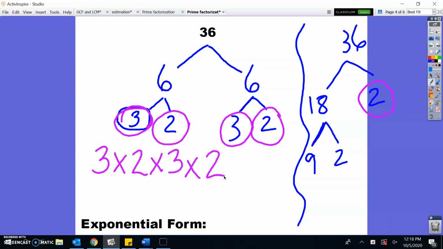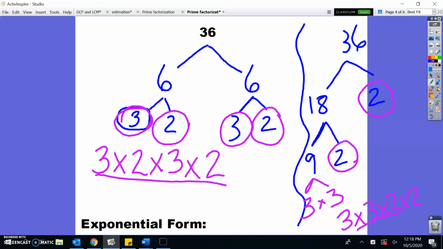Now let's double check to see if this would get us to the same answer. 2 is a prime number, and I know 9 can be broken down into 3 times 3. So my answer is 3 times 3 times 2 times 2. And look at that. Same exact exponential form. So whether I chose 18 and 2 as my first numbers or 6 and 6, I get the same exact answer. So when I say you can pick 2 random numbers, I literally mean any 2 numbers that you know that equal the number 36.